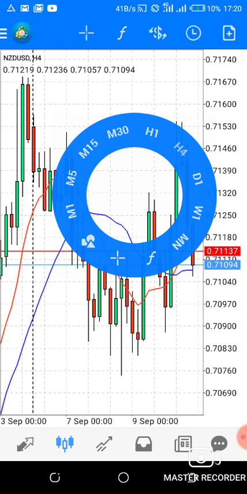But we have 1 minute time frame, 5 minute time frame, 15 minute time frame, 30 minute time frame, 1 hour time frame. D1 means 1 day, W1 means 1 week, MN means month. Now, what is the advantage of all these time frames? The 1 minute, 5 minutes, 15 minutes, 30 minutes, those time frames are for scalpers.